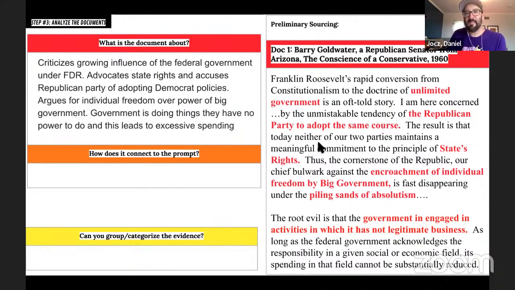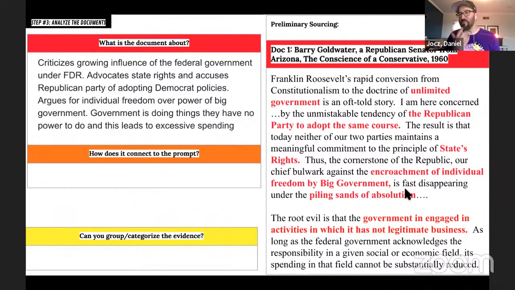The result is that today, neither of our two parties maintains a meaningful commitment to the principle of states' rights. So he's saying that as a conservative, the conscience of a conservative, we must stand by this principle of states' rights. Thus, the cornerstone of the republic, our chief bulwark against the encroachment of individual freedom by big government, is fast disappearing under the piling sands of absolutism. And he goes on to say, government engaged in activities in which it has no legitimate business. Now, those are my highlights there.